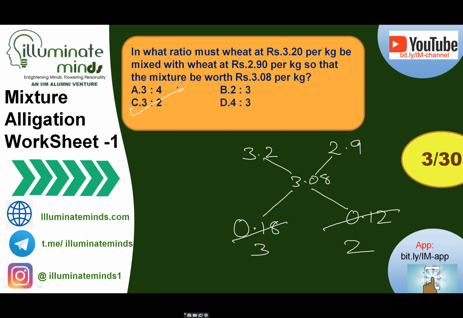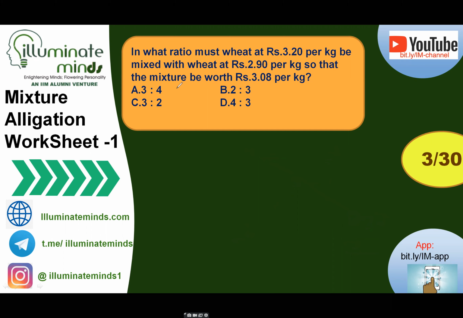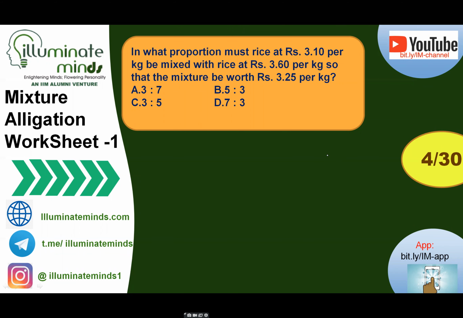I hope it's okay, guys. Let's move to the next question. Okay, the next question is this. In what proportion must rice at rupees 3.10 per kg be mixed with rice at rupees 3.6 per kg so that the mixture may be worth 3.25? This is also pretty simple. These are practice questions. We'll slowly move to the difficult ones also. So 3.6 on one side, 3.1 on the other side, 3.25.